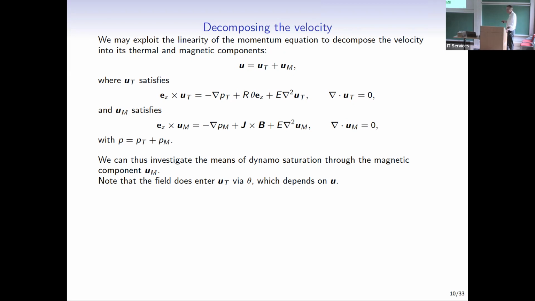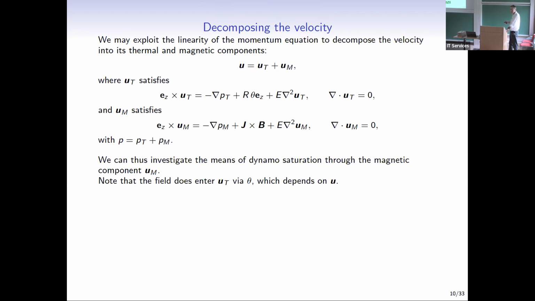And so a useful, non-unique, but nonetheless useful decomposition is to split your velocity into what you might call a thermal velocity and what you might call a magnetic velocity. If you add these two together, of course, you get back to the momentum equation. The thermal velocity doesn't have the magnetic field in it, and the magnetic velocity does not have the temperature in it, the buoyancy term. We make them both solenoidal. Their sum has to be solenoidal. It would be slightly perverse not to have them individually solenoidal.